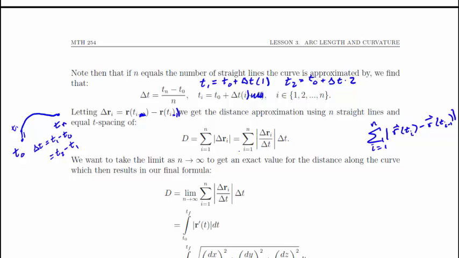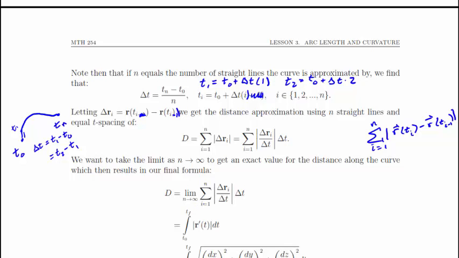And to get this in terms of our change in time so that we can actually turn this into an integral, we're just multiplying top and bottom by delta t. And since the change in time is positive anyways, we can plug it inside this absolute value. And to get our exact length, we take the limit as n goes to infinity, so that we're using an infinite number of infinitesimally small straight line approximations to the curve.